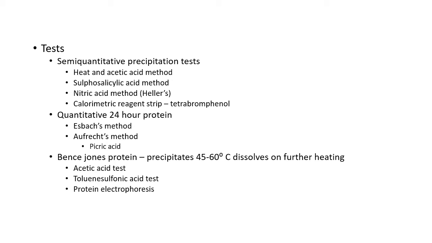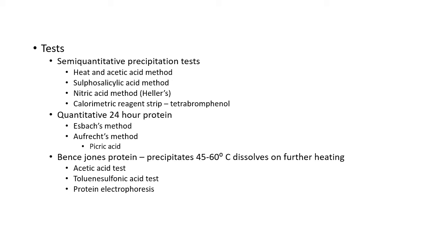In the nitric acid method, or Heller's test, 2 to 3 ml of concentrated nitric acid is taken in a test tube, and about 5 ml of clear urine is poured down the inner side of the inclined test tube so that urine forms a layer over the nitric acid. A ring of white precipitated protein will form at the interface, and the amount of the precipitate is estimated.